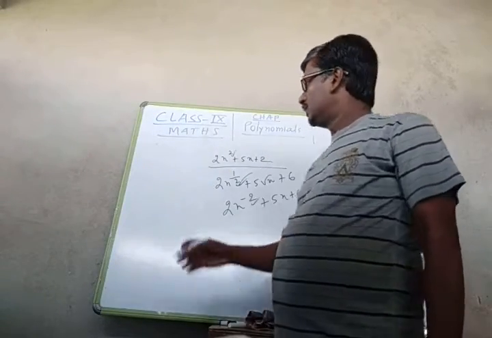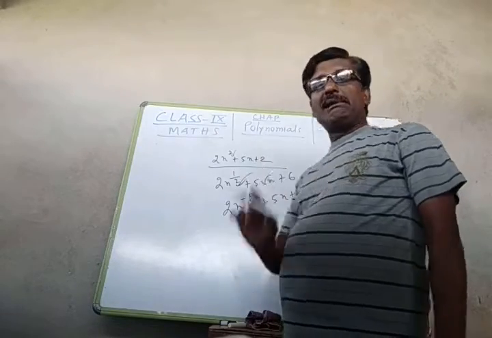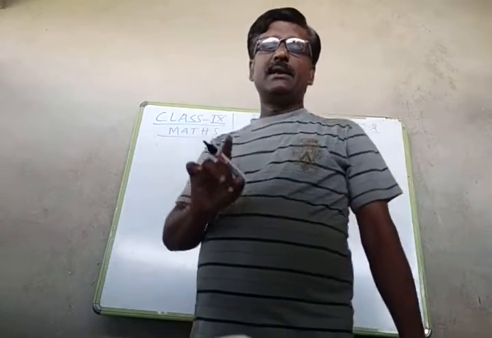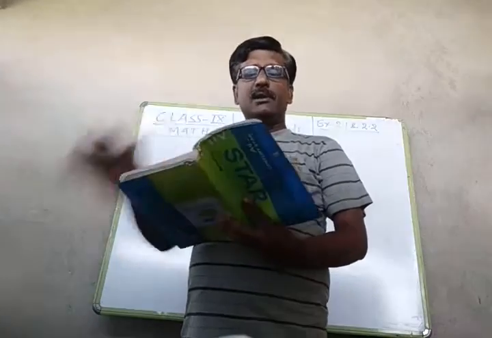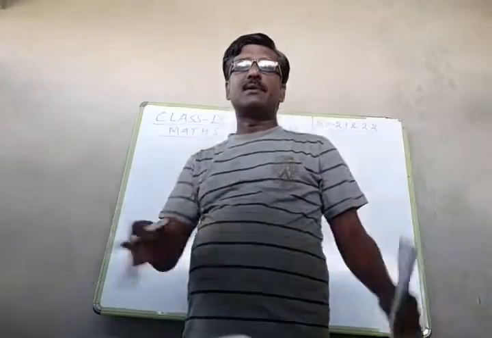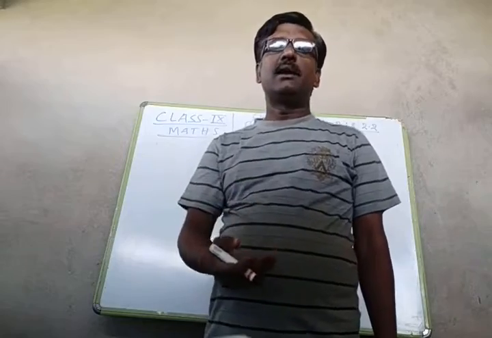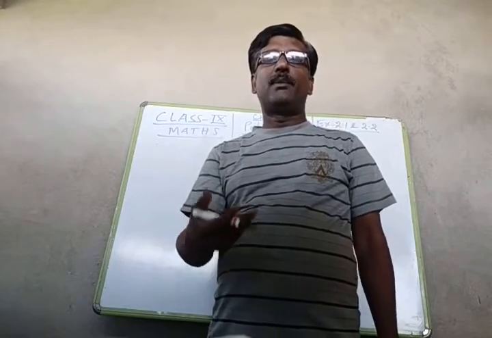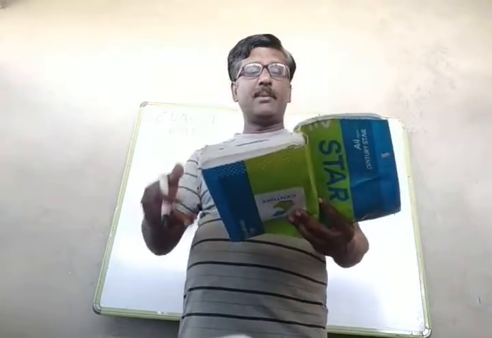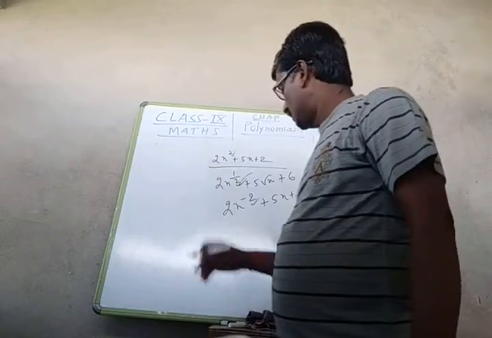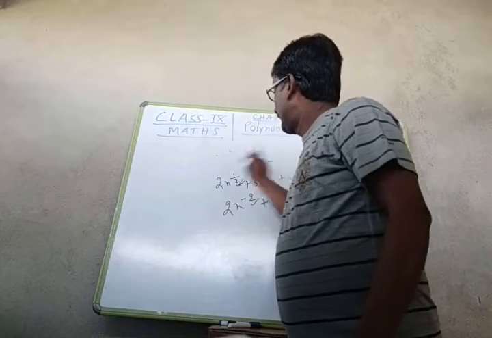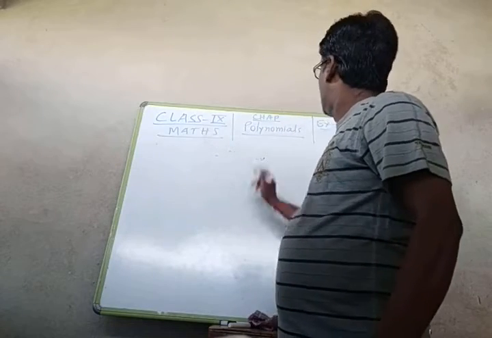In NCERT, the first exercise is exercise 2.1. In this exercise, the first question gives some expressions and asks which of the following are polynomials in one variable and which are not, and we have to give the reason also. So I am going to write the questions.